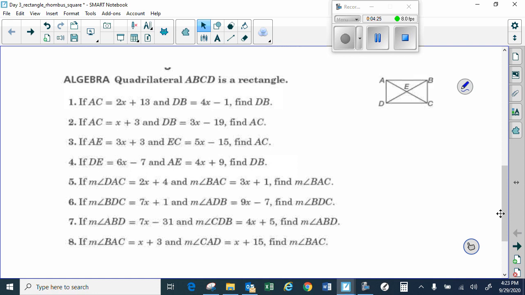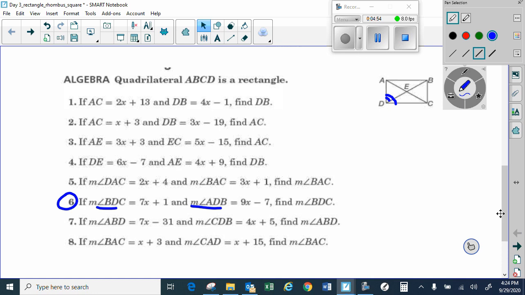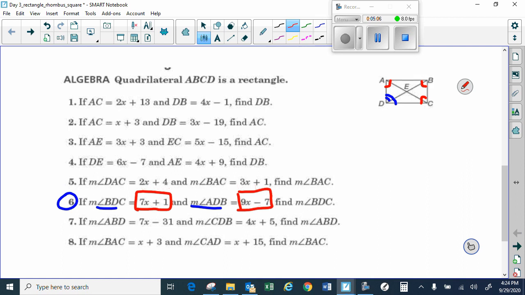Let's go ahead and do number 6. Measure angle BDC. BDC, right there. This angle can be compared with ADB. ADB, this angle right there. Okay. So we're comparing those two. Well, what do I know about those two angles? What do they add up to? Aren't all angles of a rectangle 90 degrees? So this angle plus this angle has to add to 90.